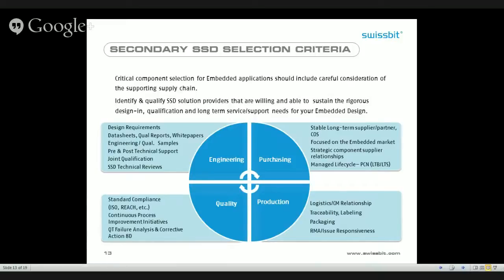When we look at purchasing, it's more about a stable long-term supply, a partner, a continuity of supply, and a supplier that's focused on the embedded market. And a strategic component supplier relationship with the suppliers that we talked about on the previous slide. And also about managing the life cycle.